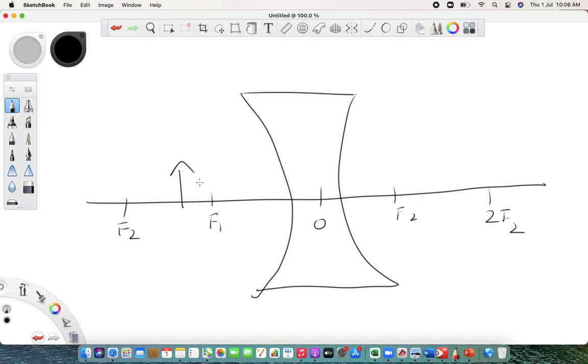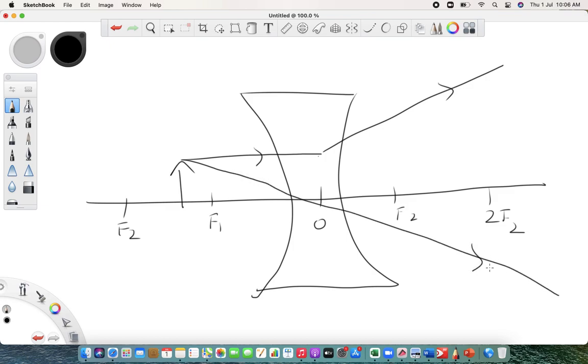Again the same rule. Let's say I take my one ray parallel to the principal axis. After refraction it will diverge. And the second ray I am taking through O, the optical center. But as you can see, they both are divergent rays, so they are not going to meet behind the lens. So what do I do? I extend them. I extend this one such that it passes through f1. Now you can see they both meet here, so this is your image.